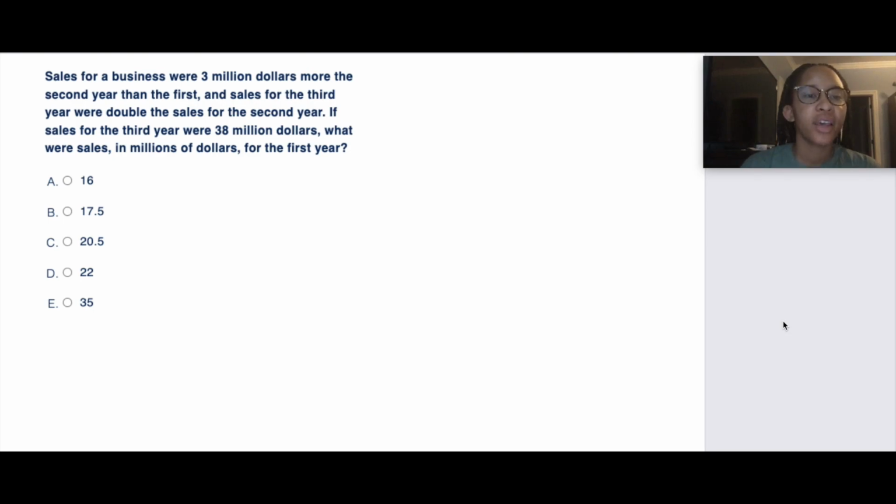Sales for a business were $3 million more the second year than the first, and sales for the third year were double the sales for the second year. If sales for the third year were $38 million, what were sales in millions of dollars for the first year? So this is a lot of words, so let's go through first and break it down.